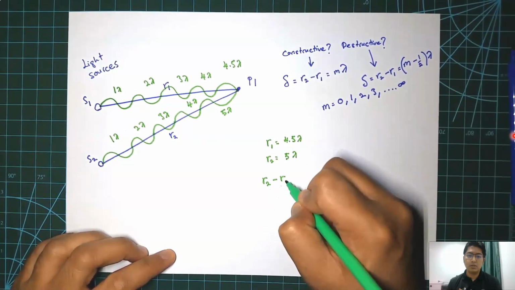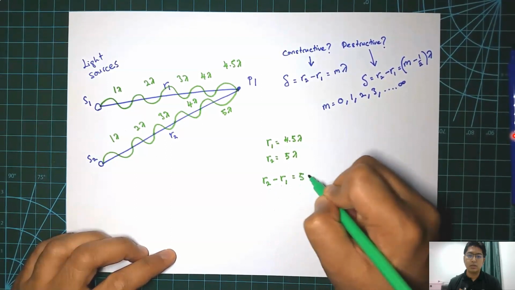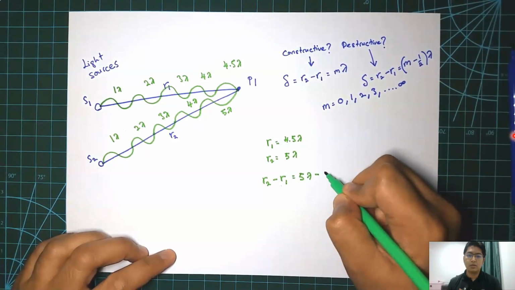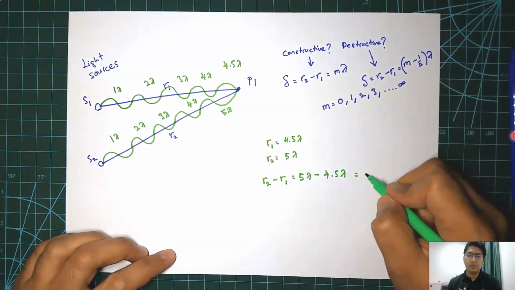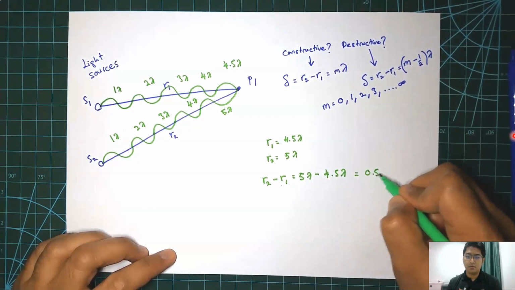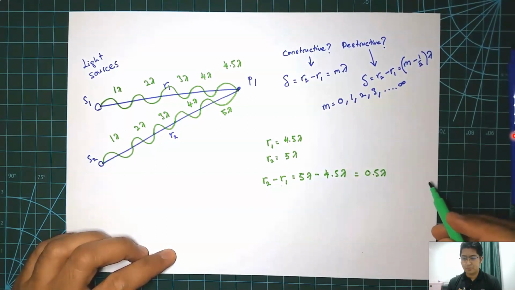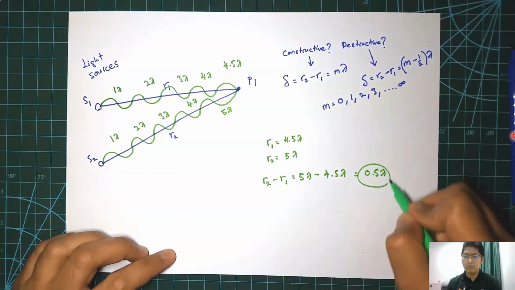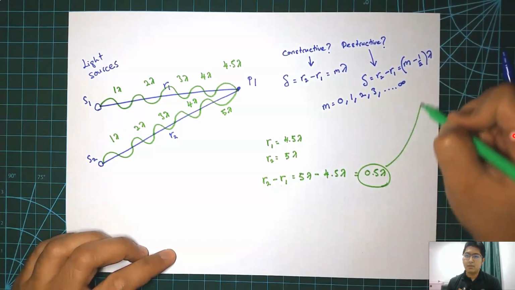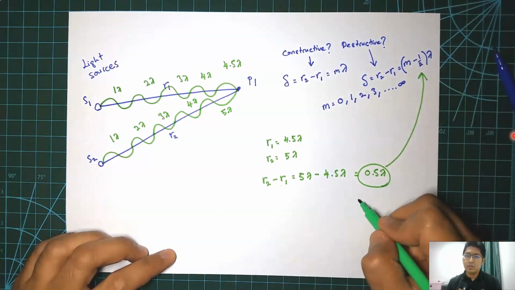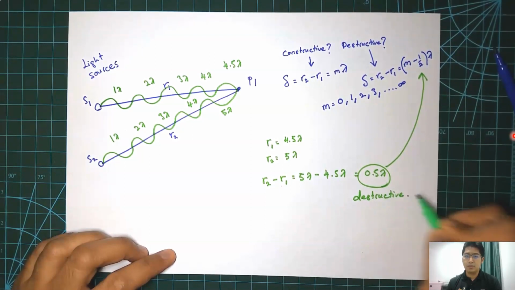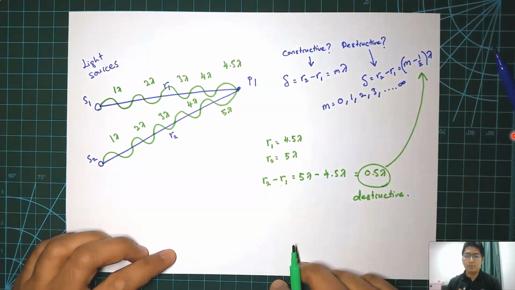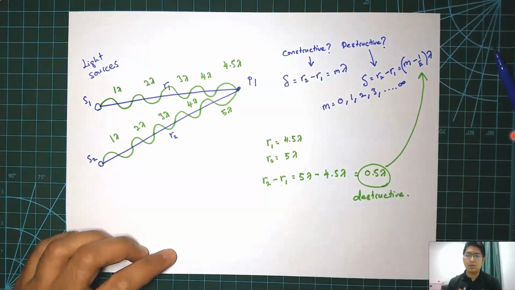So now we want to see the path difference, R2 minus R1. So 5 lambda minus 4.5 lambda equals half lambda, of course. So half lambda fulfills the equation and condition for destructive interference. So at point P, destructive interference will occur.